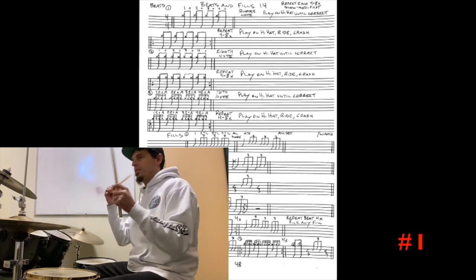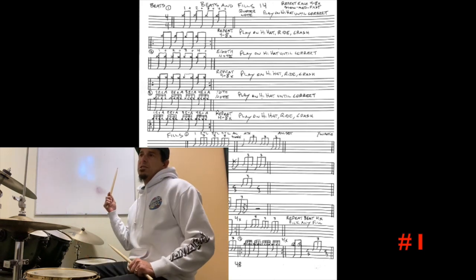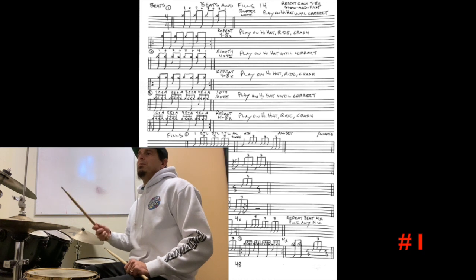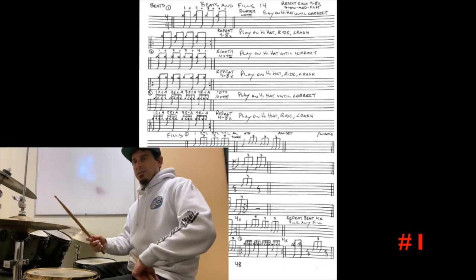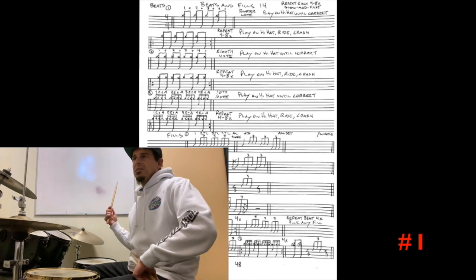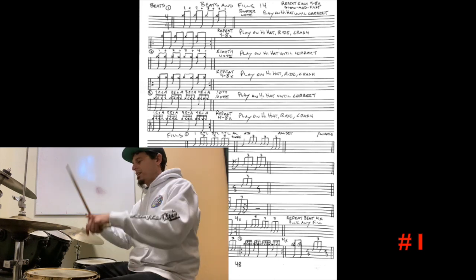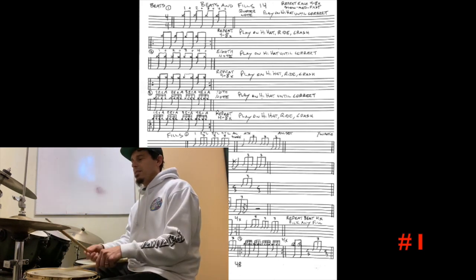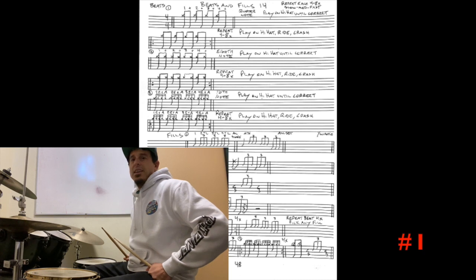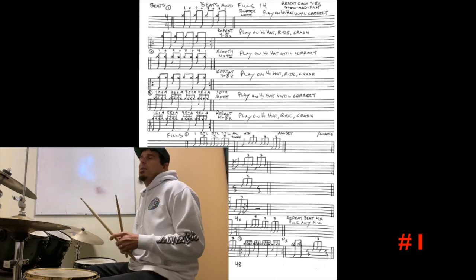On beat 2, we'll hit our snare and hi-hat together. Bass drum by itself on the and of 2. Beat 3 is a hi-hat by itself on the downbeat of 3. Bass drum by itself on the and of 3. Beat 4 has snare and hi-hat together on the downbeat, and then a bass drum by itself on the and of 4. Okay, here's beat number 1.